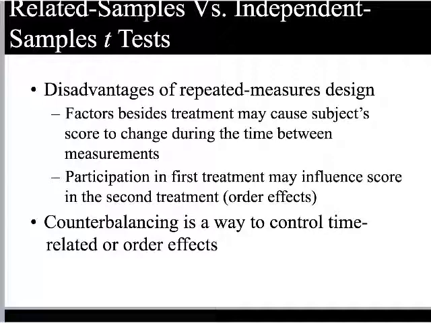So that's an example of how a factor besides treatment could cause our subject's score to change. And this is closely related to the second one here, which is that participation in the first treatment can influence their score in the second treatment, right? So it's an order effect in a sense. If it's possible to counterbalance in a way to control these effects, time-related or order effects, we can do so, but it's not always possible. If it's not possible, then we probably are going to have to relegate ourselves to a between subjects design.